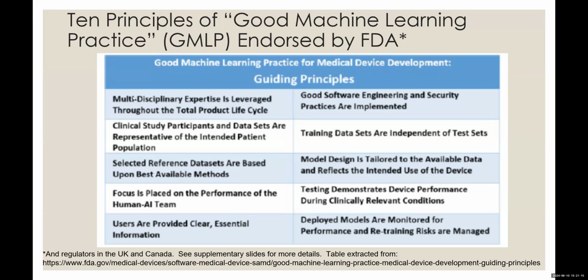But again, they do recognize the importance of multidisciplinary expertise. Key to all of this is that the data sets are representative of the intended patient population, and that we avoid bias. There's a focus on performance. Good software engineering is practiced, as well as security. Training data sets are independent of test data sets. Machine Learning 101, and a number of other principles here that I won't read word for word.